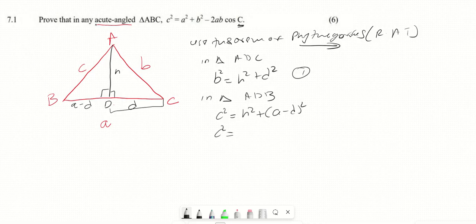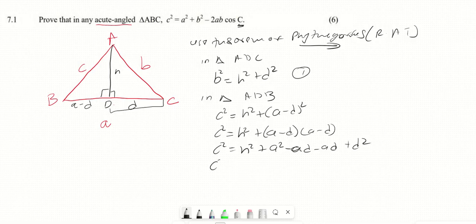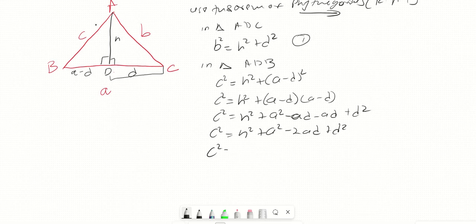So I have c squared is equal to h squared plus, because of the square, I have two brackets. Remember, I have to expand. So c squared is equal to h squared plus a times a is a squared, minus a times d is ad, minus ad, then plus d squared. So c squared is equal to h squared plus a squared minus 2ad plus d squared. Okay, so c squared is equal to a squared plus h squared plus d squared minus 2ad.